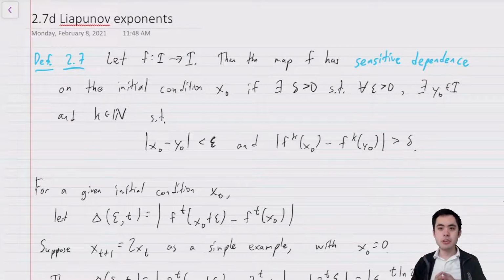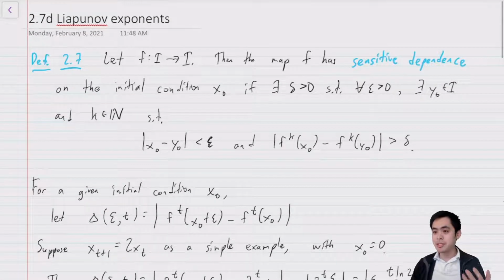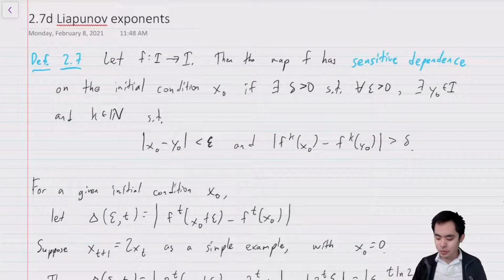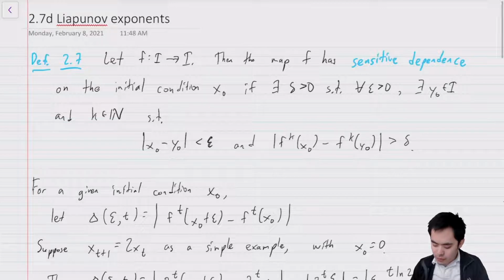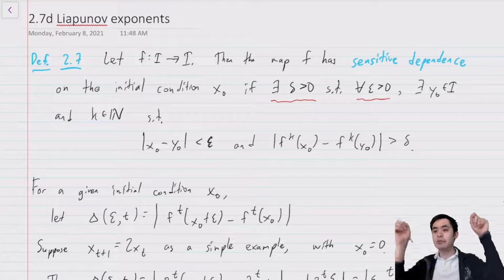So in the last video, we defined Liapunov exponents and used them to measure this idea of sensitive dependence on initial conditions. We gave a formal definition of what's meant by sensitive dependence. It was this delta epsilon definition, where we say if we have some distance delta that we care about, no matter what distance epsilon we start out with, there exists some point that's within that distance that after some amount of time diverges.